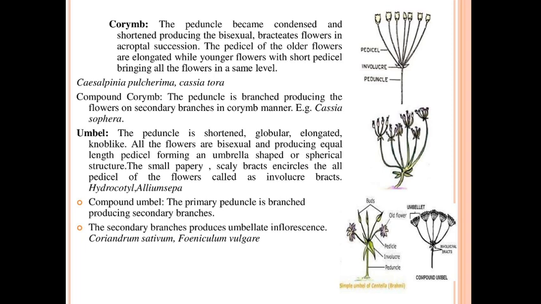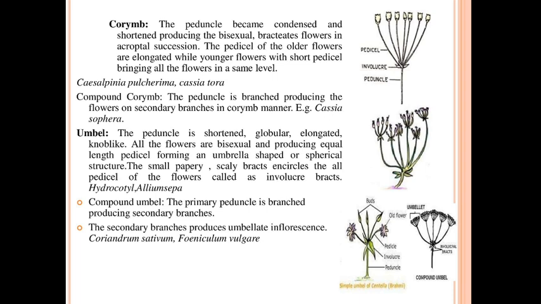You have the umbel inflorescence. Now here the peduncle again is shortened, it is globular, a small knob-like structure is formed, and on it you have the bisexual flowers. Now, differing from the corymb inflorescence, all the pedicels are of equal length, which makes the inflorescence look like an umbrella, and so the name given is umbel inflorescence.